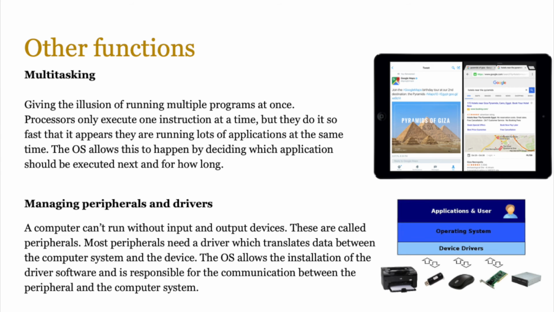Well, it gives you the illusion of running multiple programs at once, and we call it multitasking. Processors only execute one instruction at a time, but they do it so fast that it gives us the impression that they're running multiple programs at once. The operating system allows this to happen by deciding which application should be executed next and for how long. So it uses memory management and processor management to allow multitasking to happen.